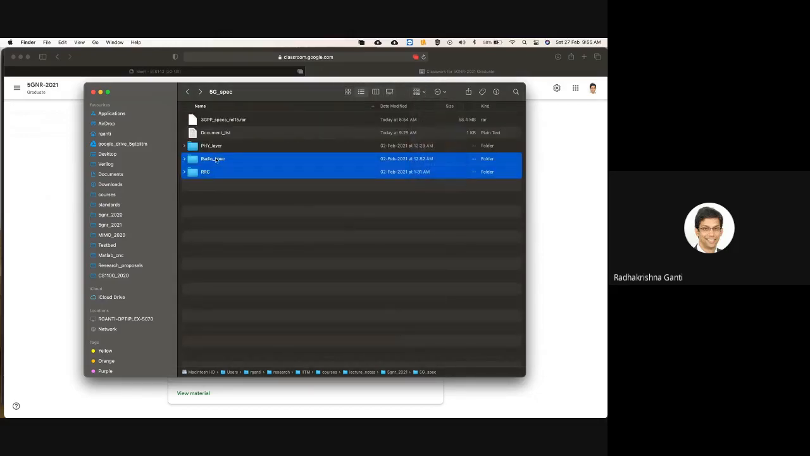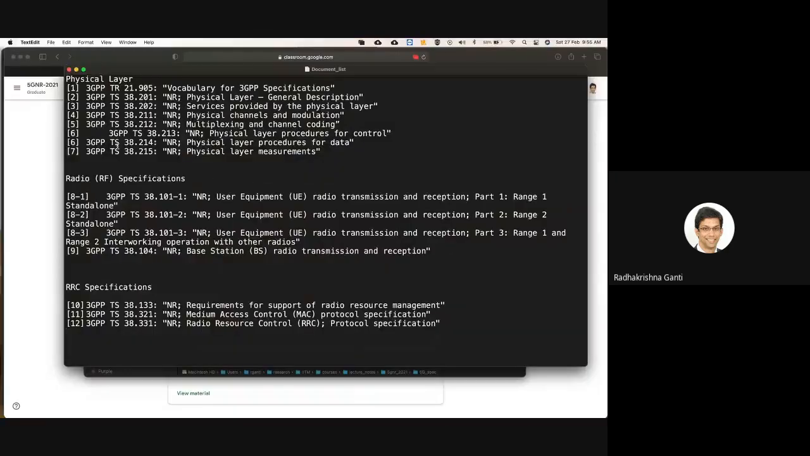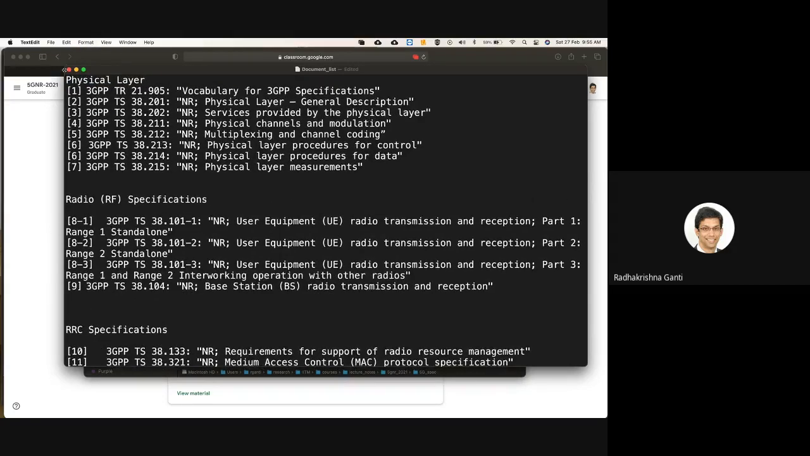Yeah, so the three things: physical layer, radio spec, and RRC. Okay, so what are the documents that are there in this? There are three sets of documents. So physical layer, as you know, talks about the actual physical layer, the modulation and other things.